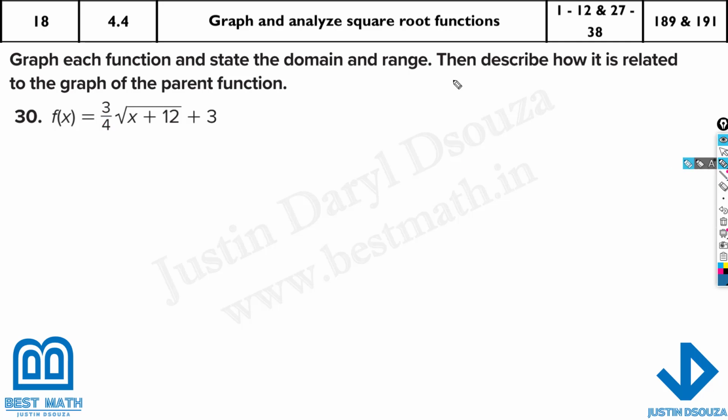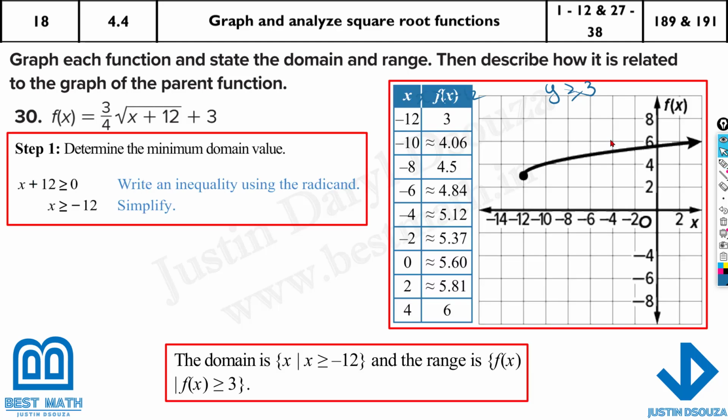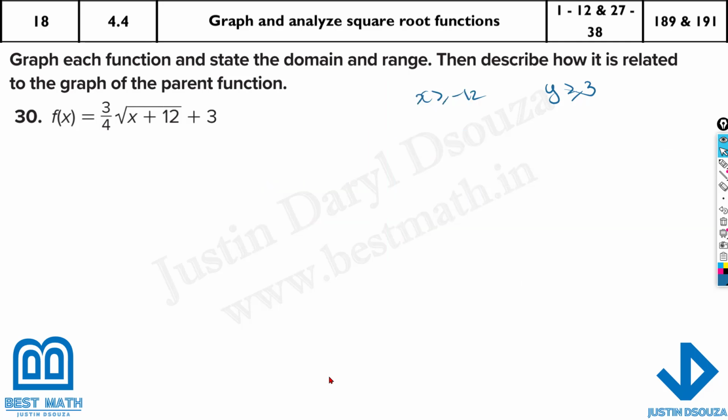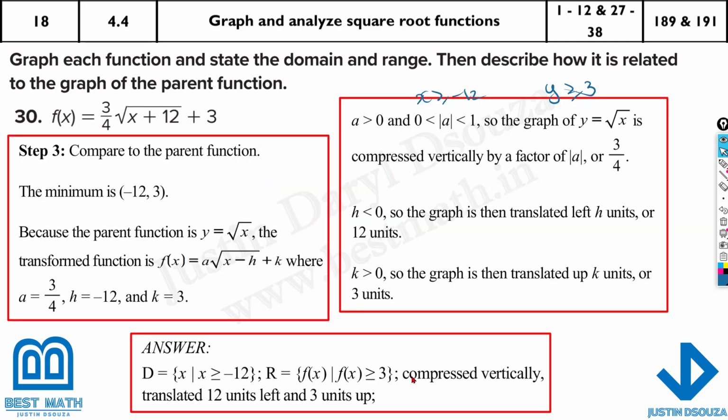Now what about the domain and range? X is greater than or equal to negative 12, y is greater than or equal to 3. So these are the answers. And then we have done this. It's very simple, straightforward. You can check this ahead. See, compressed vertically. Why? Because it's 0.75. 12 units to the left because it'll be minus 12, and 3 units up.